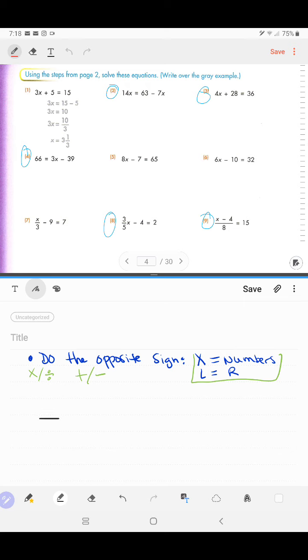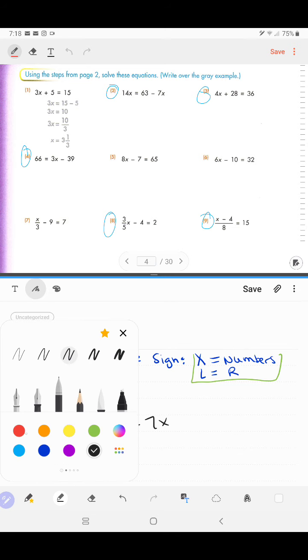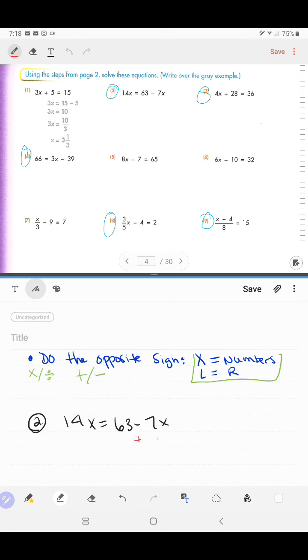So I'm going to do the same one. 14x equals 63 minus 7x. So first thing is move the x's over by doing the opposite sign. So again, first step is always plus or minus. Second step is division or multiplication. So we add 7, which is 21x. This always cancels. Bring down 63.